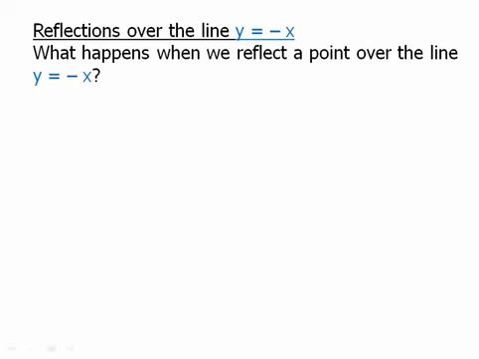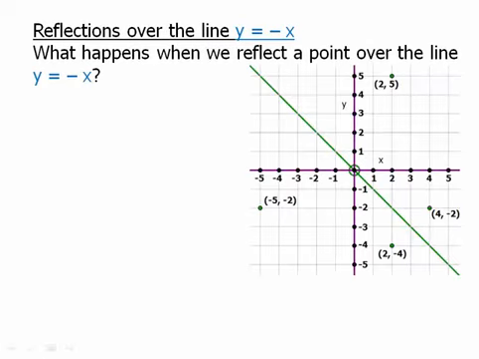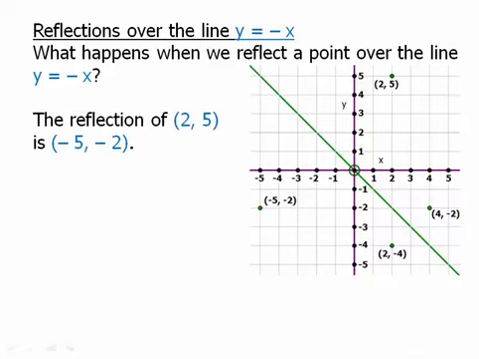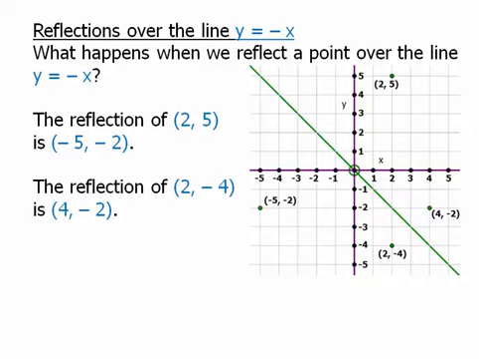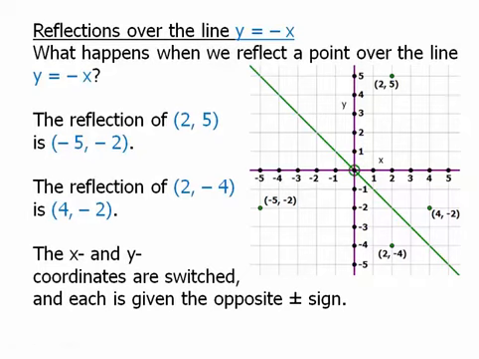What happens when we reflect a point over the line y equals negative x? So here we have some examples. (2, 5) gets reflected to (-5, -2), and (4, 2) gets reflected to (-2, -4). The x and y coordinates are switched, and each is given the opposite plus or minus sign. So any positive number becomes negative, any negative number becomes positive, and they are switched in their order. So that's exactly what happens.